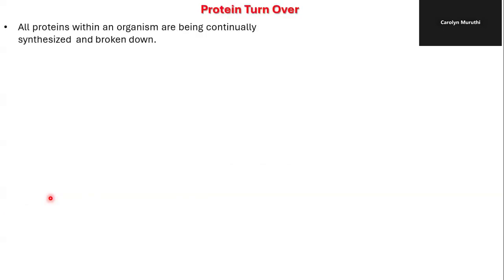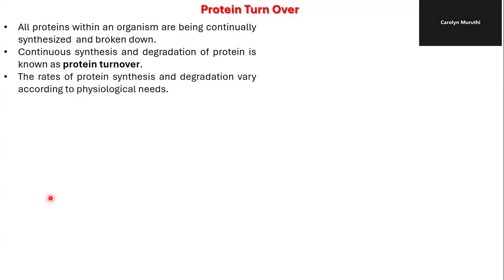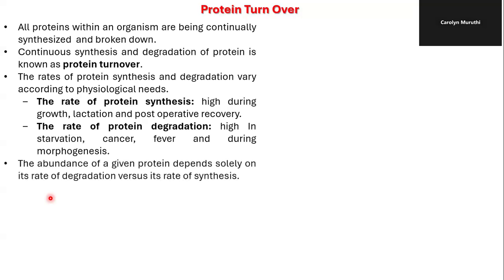So we start off with protein turnover, and as we all know, proteins within an organism are being continually synthesized and broken down. This continuous synthesis and degradation of protein is known as protein turnover. Important to note, the rates of protein synthesis and degradation vary according to the physiological needs of the body. The rate of protein synthesis is high during growth, lactation, and also post-operative recovery, just to name a few, whereas in starvation, in cancer, and during morphogenesis, we see that the rate of protein degradation is very high.